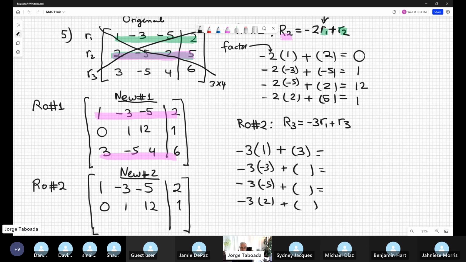Okay, 3, negative 5, positive 4, and 6. This is 0: negative 3 plus 3 is 0. This is 9 minus 5, which is 4. This is 3 times 5, 15, plus 4, 19. And this is minus 6 plus 6, which is 0 again. My new matrix number 2 is 0, 4, 19, and 0. And that's it, I finish.